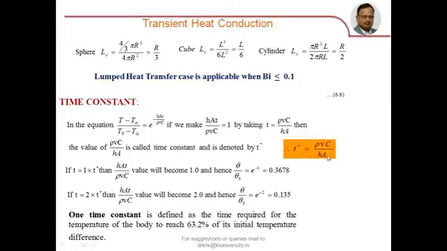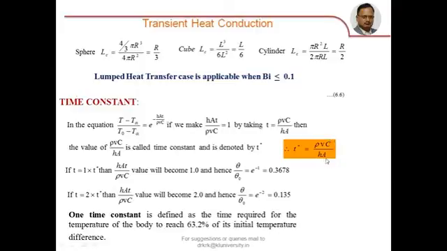Be careful. T star is rho VC by HA. For example, when I substitute rho VC by HA in a given case, suppose I get T star equal to 3 seconds. Then I say the time constant is 3 seconds. 1 time constant means 3 seconds. 2 time constants means 2 into 3, 6 seconds. 3 time constants means 3 into 3, 9 seconds, like that.